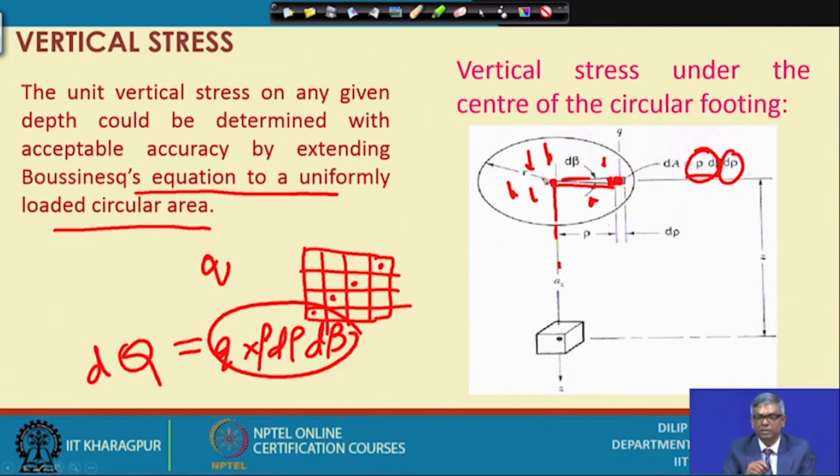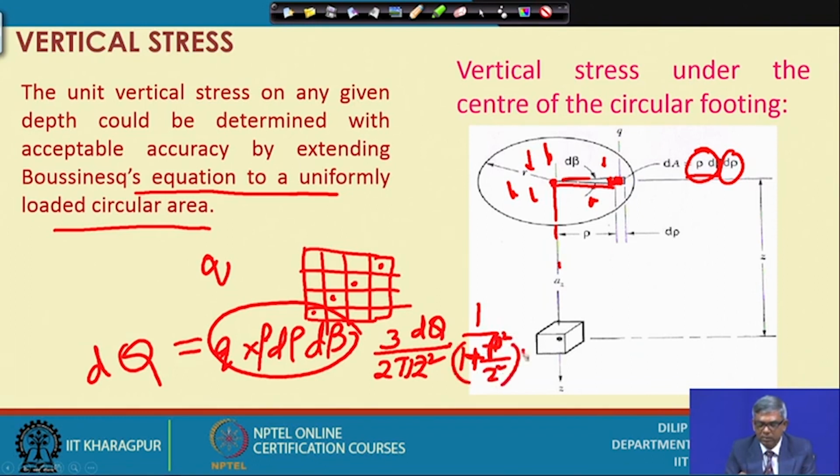So, how to find out this one? The same point load formula will be applied, because this is the Q applied here at a distance rho. So, what is the effect? The same formula I can apply, that means 3 Q, here instead of Q it will be dQ, by 2 pi z square and 1 by 1 plus r, actually here rho square, and r is nothing but rho square by z square, to the power 5 by 2.